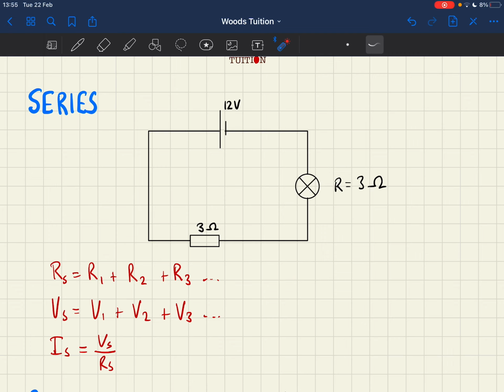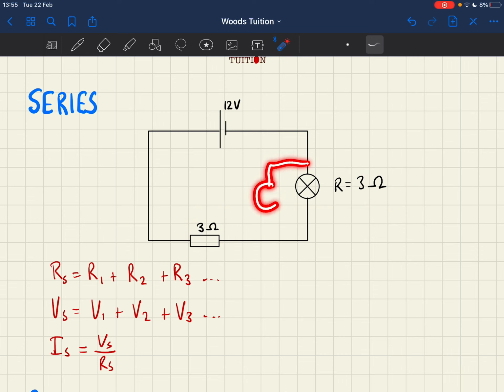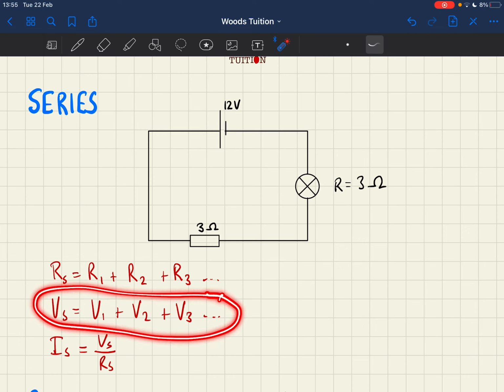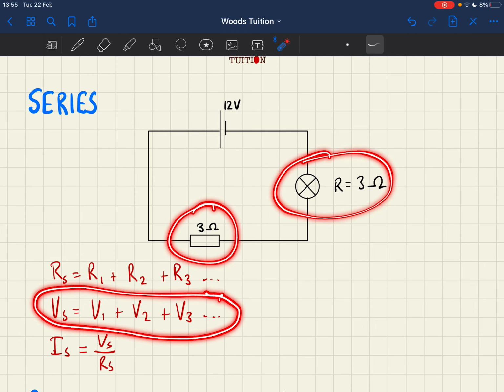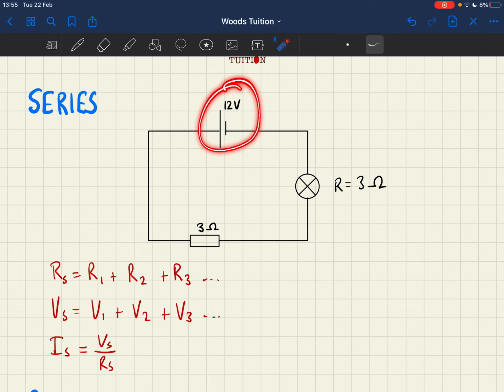So what I want you to do is have a look at these two components, which both have resistance 3 ohms, and figure out what potential difference would be read if you connected a voltmeter in parallel across each component. First, look at the total supplied voltage, which is 12 volts, and the total resistance, which is given by this equation. The total voltage of 12 volts is the voltage of this one plus the voltage of this one. The total current is given by the total voltage over the total resistance, and we know the total voltage.